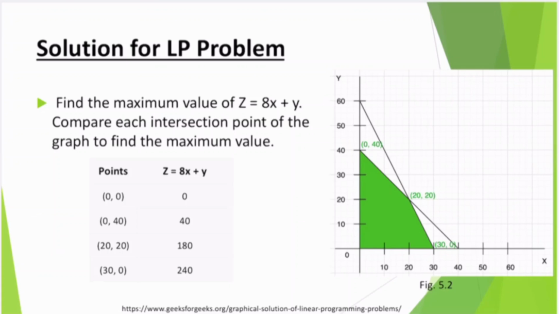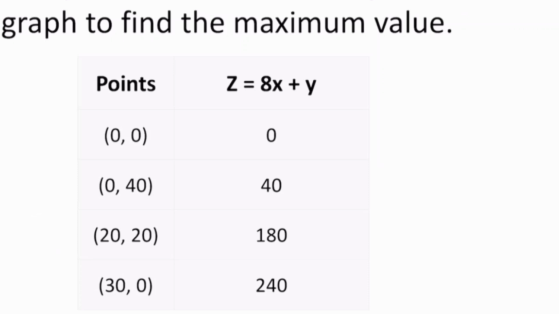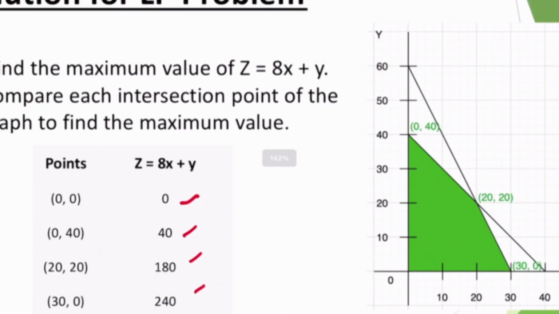So I can consider one point. Let's say the point x equal to 0, y equal to 0, I can get it. And I can take x equal to 0, y at its extreme 40. Then I can take another point 20, 20, and then 30, 0. So I do get different values for my objective function. And those points, I can now plot, okay?